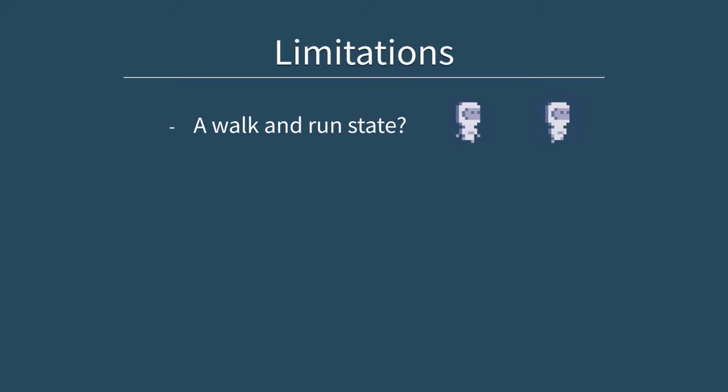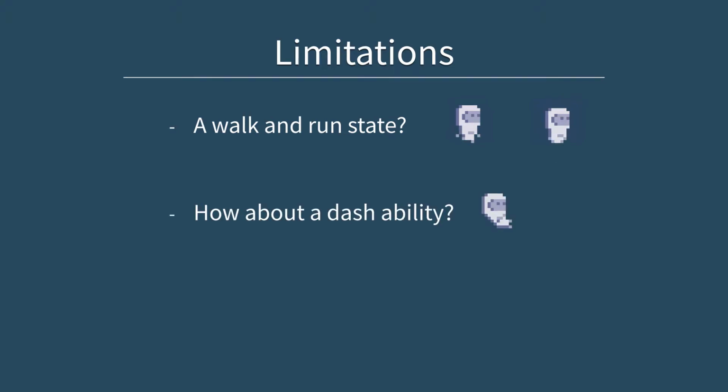And similarly, what if we want to add a dash state? It also handles horizontal movement, but the dash state probably shouldn't be cancelled by the player letting go of a button, unlike the walk or run states. We'll again need to make an extremely similar state to handle that difference.